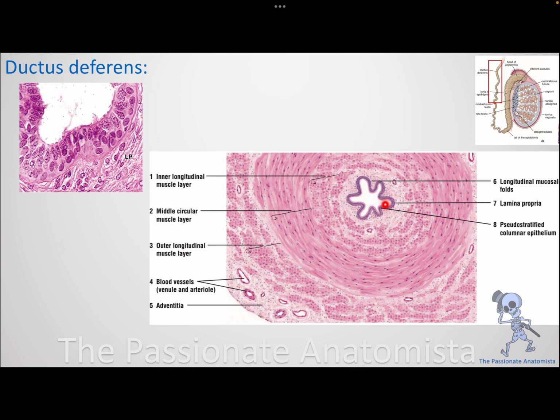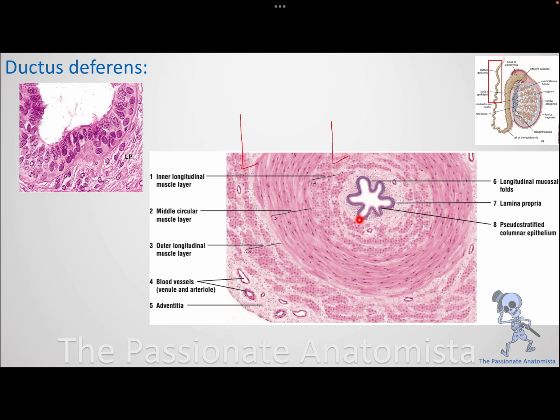The distinctive feature of it is the 3 layers: the longitudinal inner and outer layers, and the middle circular layer. A lot of smooth muscle layers help, by contraction, to bring the sperms all the way from the epididymis through the inguinal canal into the pelvis, to the ampulla, and then to the ejaculatory ducts. So this is how we would identify the ductus deferens.